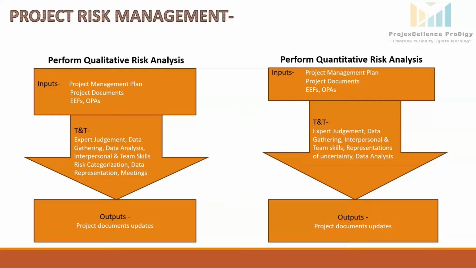Influence diagram. These are visual maps which show how different risks influence the project outcomes. For example, a diagram shows how labor shortages, weather conditions, and equipment failures interact to impact the project timelines. Outputs, project document updates. The risk report will be updated based on this perform quantitative risk analysis process.